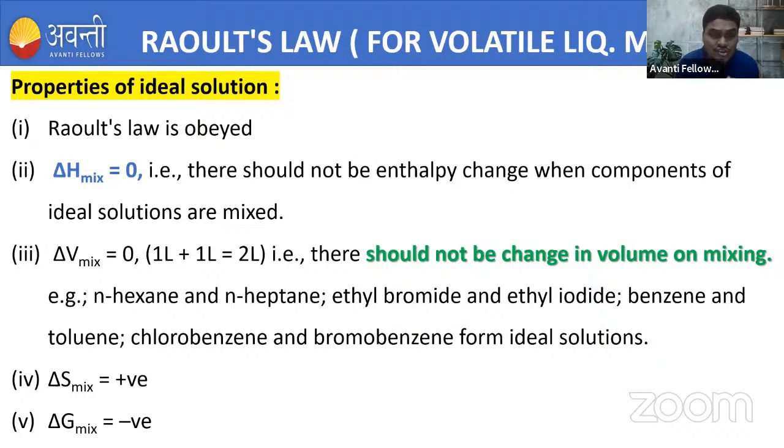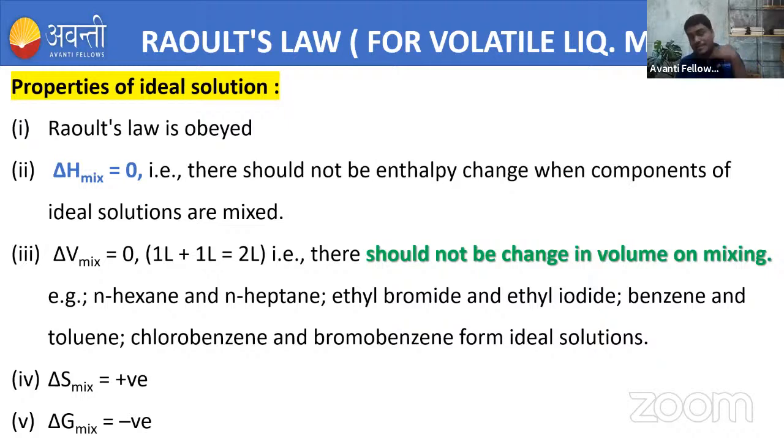Second, delta H of mixing is 0. What do you mean by this? Delta H of mixing is equal to 0. Can anyone tell me? Delta H means enthalpy of mixing is 0. For example, if you mix two liquids, right? Maybe one is ethanol and one is water, and you mix the two liquids, then there is no heat evolved or no heat required. Then this is said to be an ideal solution.